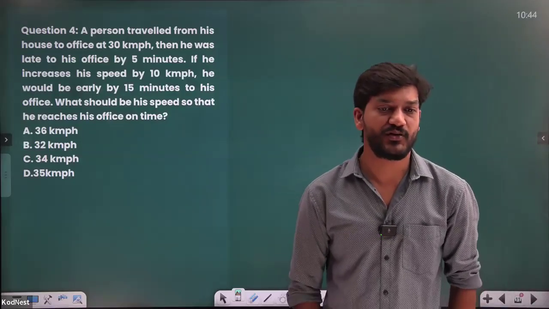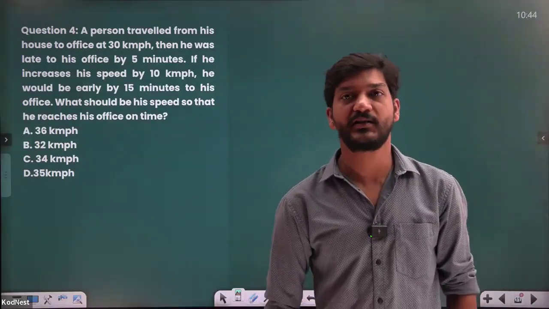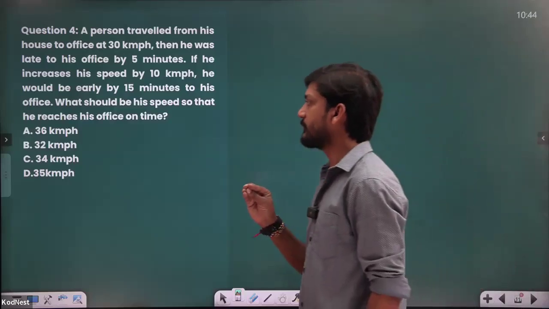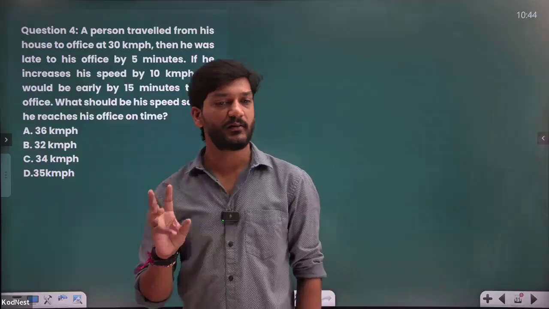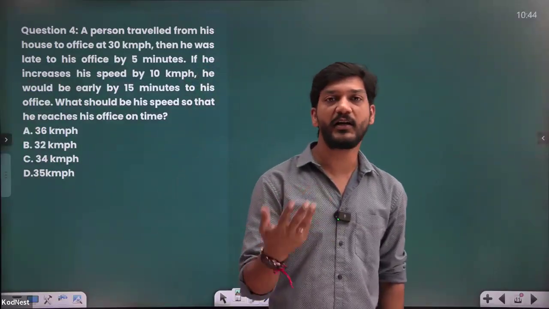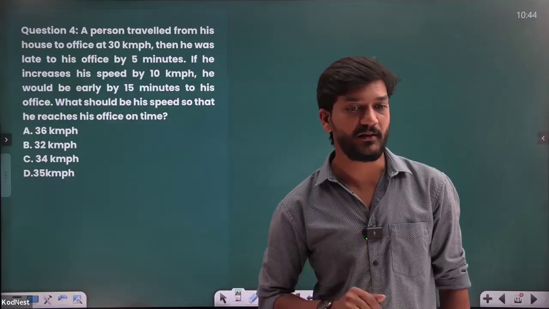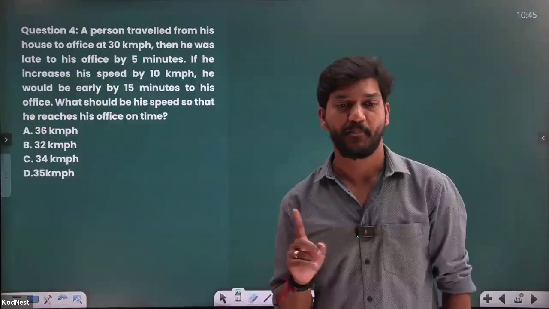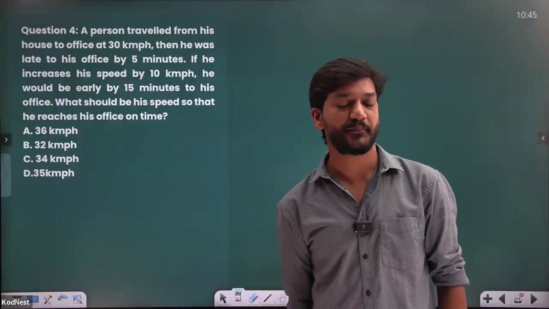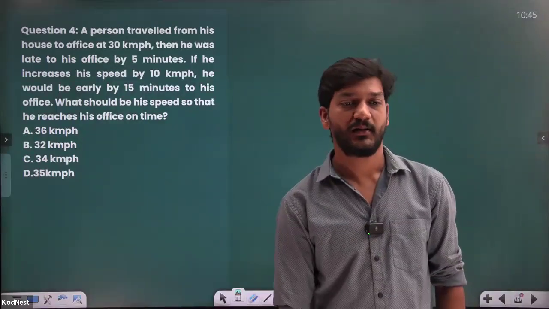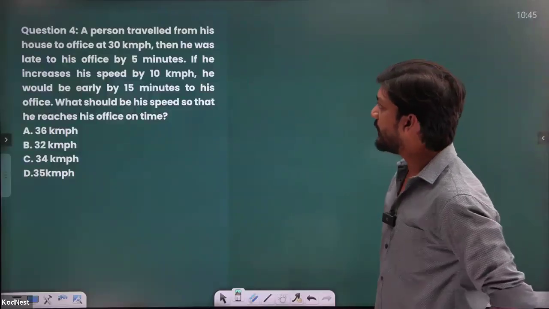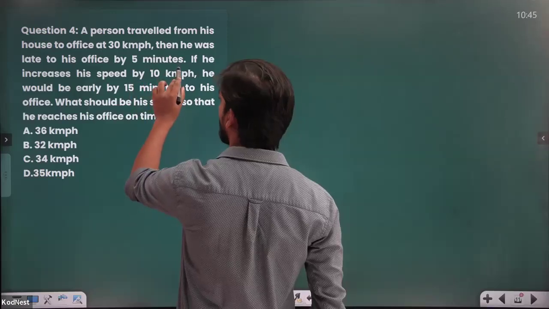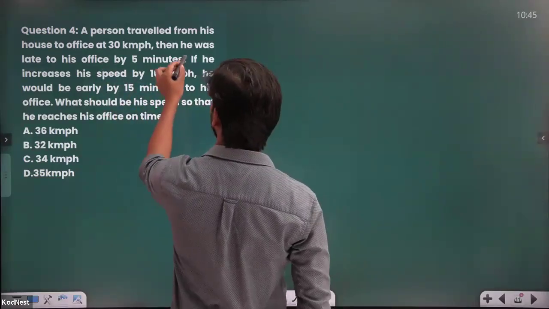35 kmph. Okay, let's see. First understand how many situations are given here, because that many days we will be thinking. So how many days do we have to think, or how many situations are there? Two situations. Okay. A person traveled from his house to office at 30 kmph and he was 5 minutes late.